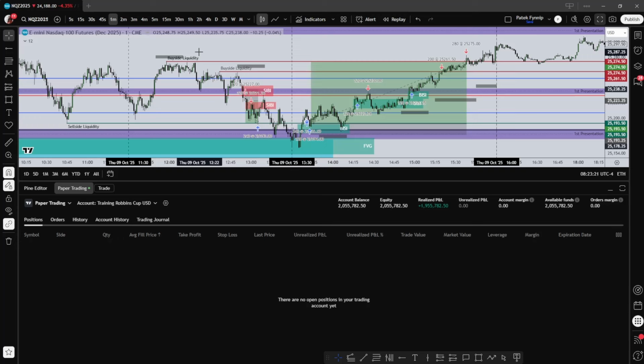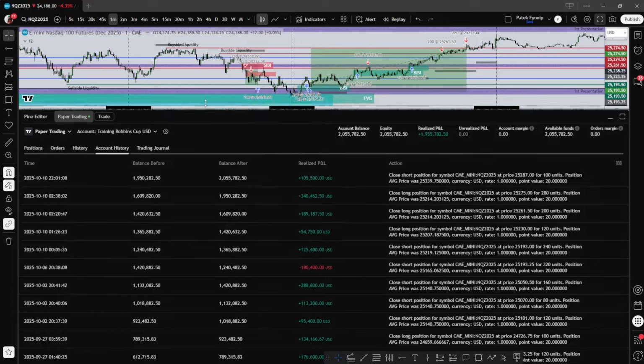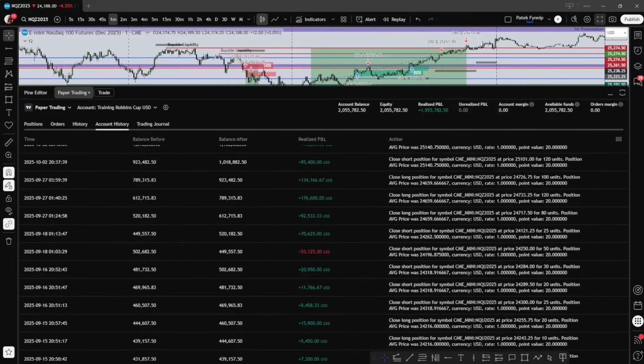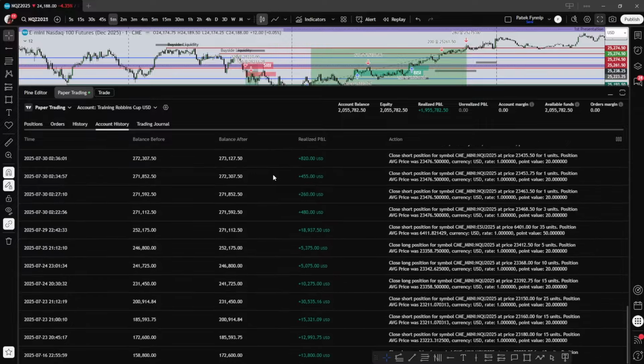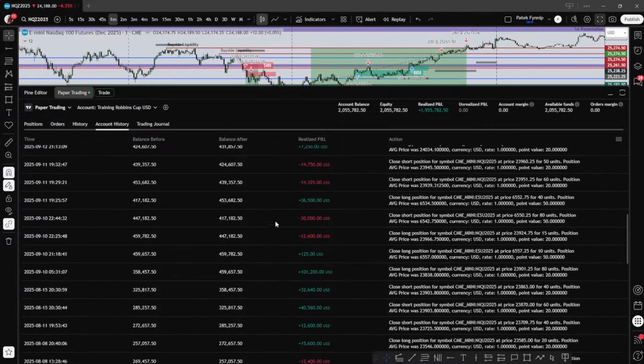And this is something I am doing a training on for the Robbins Cup. I want to do it in 2027 and then make minimum top 3 and attack for the top 1. And you can see we started with 100K 4 months ago, and now we are at 2 million. So this is a gain of 1,955%. If you go to the account history, you can see everything is consistency. Yes, there are some losses, but everything is consistency.